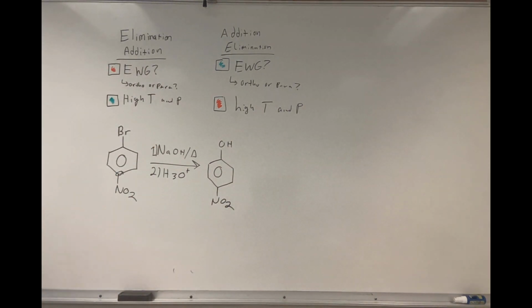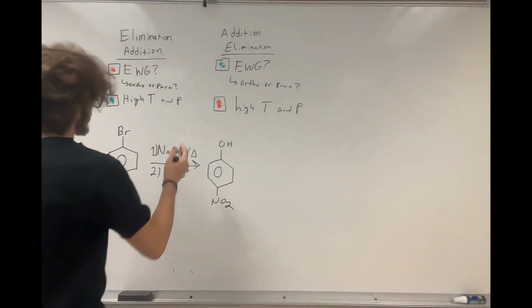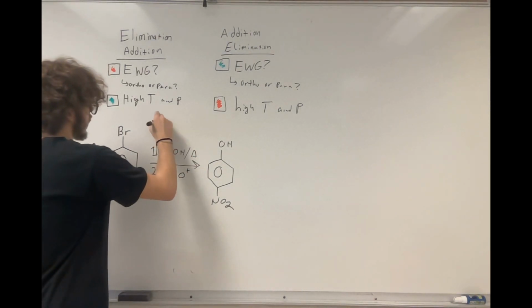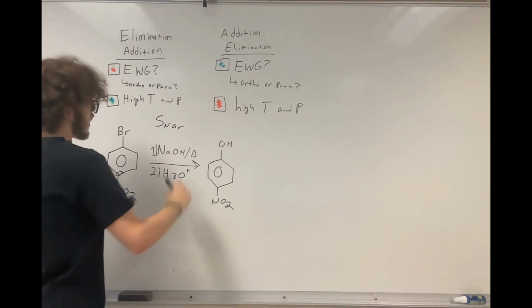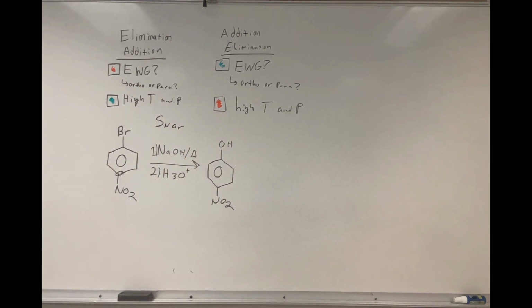Okay, so that's pretty simple, but what's the actual mechanism for this, right? Because it looks a little funky. Like, how do you do nucleophilic attack on a bromine on a benzene ring? Well, this is what we call aromatic nucleophilic substitution, or SNAr, substitution nucleophilic on an aromatic compound.